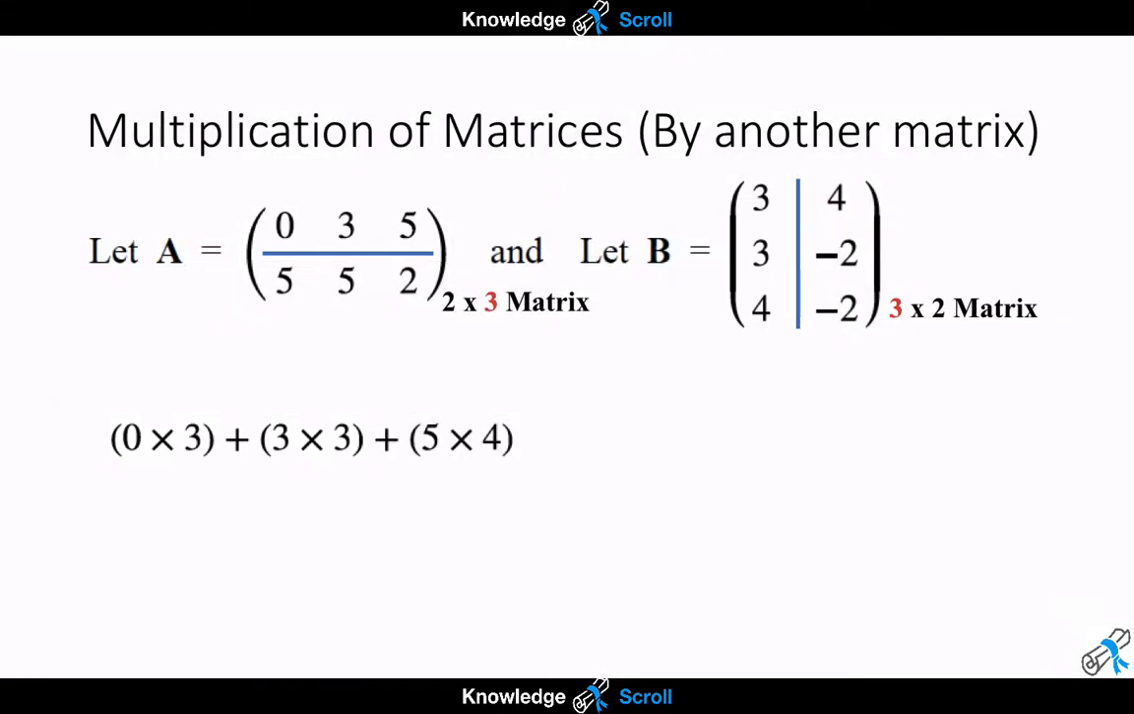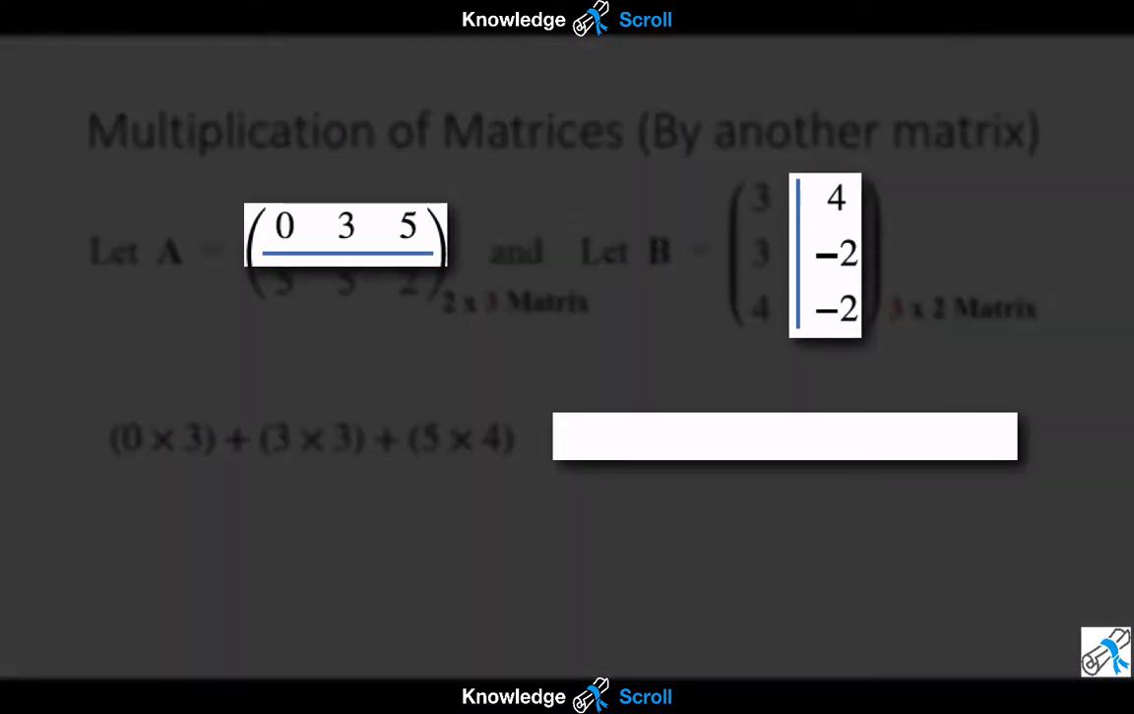Notice that you put a plus sign in between the multiplications, as our final answer is determined from the sum of our multiplications. So now that we are finished with that column, we move on to the next one in matrix B. So we leave out a small space in our working and start over on the right. 0 multiplied by 4 plus 3 multiplied by -2 plus 5 multiplied by -2.